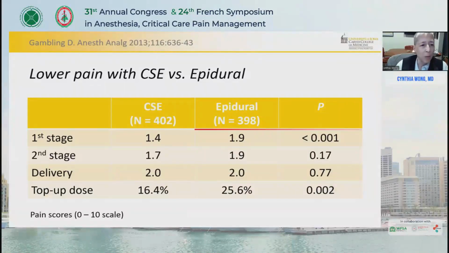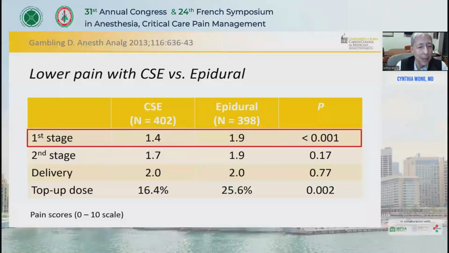And you can see that the patients that were randomized to the CSE technique had slightly lower pain scores, 1.4, compared to the epidural technique, 1.9. You may say that this is not clinically significant, and you might be right, but it was a pretty rigorous study, and I think this finding is correct. Not much difference in the second stage and at the time of delivery. The CSE technique required fewer top-up doses by the anesthesia provider. So again, this suggests that overall analgesia was better because there was less breakthrough pain, 16.4% compared to 25%.